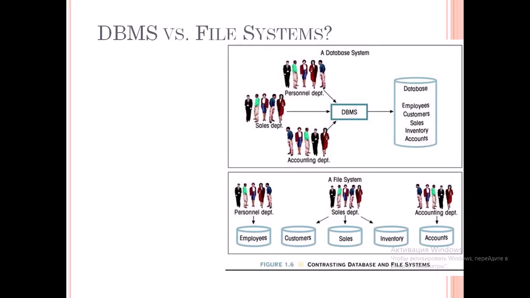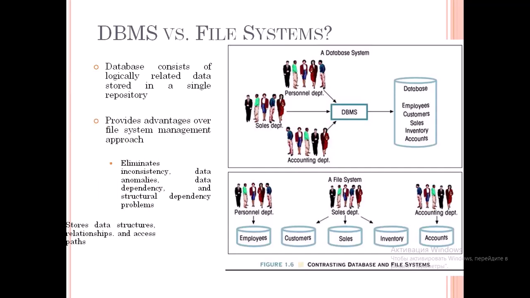Database systems or file systems. What are they? A database consists of logically related data stored in a single repository. It provides advantages over the file system management approach and eliminates inconsistency, data anomalies, data dependency, and structural dependency problems. And they store data structures, relationships, and access paths.